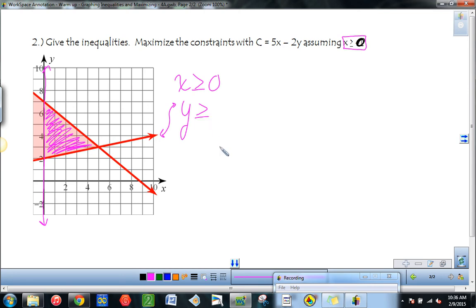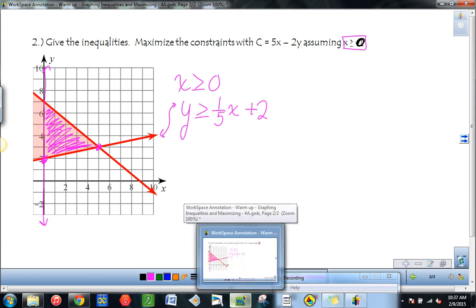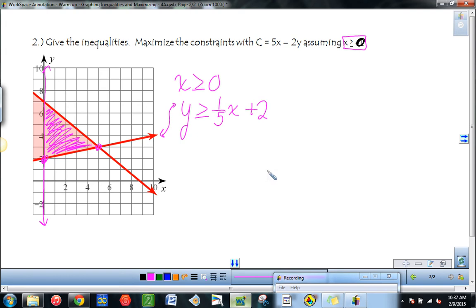Solid. What is your slope? You got a nice point here, and you got a nice point here. 1/5. Is it positive or negative? Increasing at 5, and what's your y-intercept? Beautiful. Look at that. You see how we built that? We built it on slope and y-intercept.